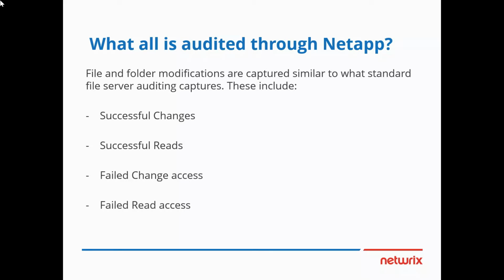What do we audit through NetApp? File and folder modifications are captured, similar to what standard file server auditing captures. These include successful changes, successful reads, failed change access, and failed read access.